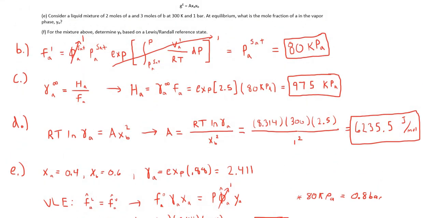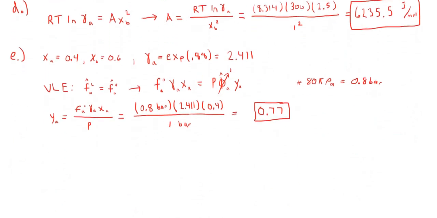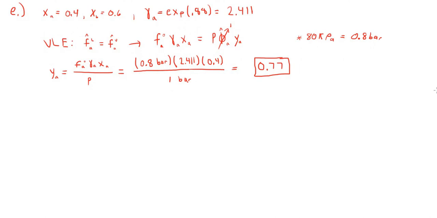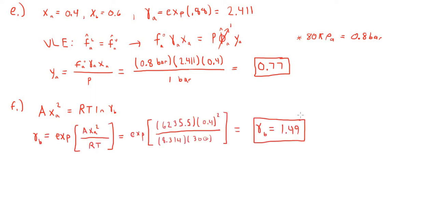Now for part F. F says for the mixture above, determine the activity coefficient of B based on the Lewis-Randall reference state. So now we're going to use the same conditions as in part E, except solving for the activity coefficient of B. From the same table used before, table 7.2, if you look in the third column, you can find this equation, which relates the mole fraction of A to the activity coefficient of B. And we already have all the values that we need. We know A, we know XA, we know R and T, so we can just solve for the activity coefficient of B. Plugging those in, we get a final answer of 1.49.